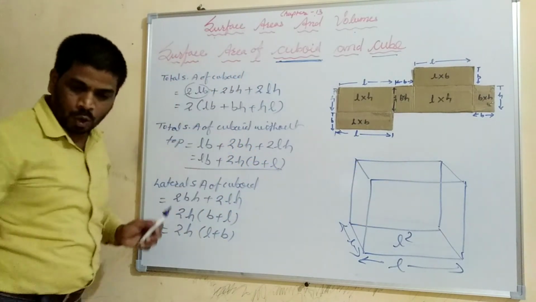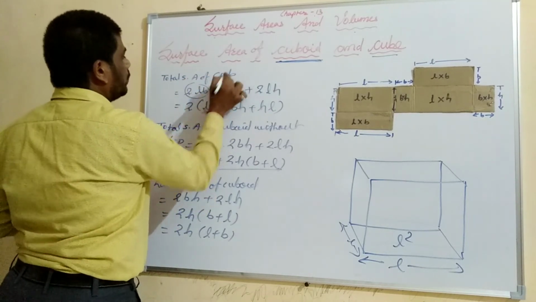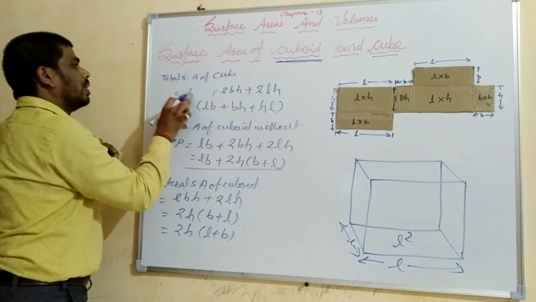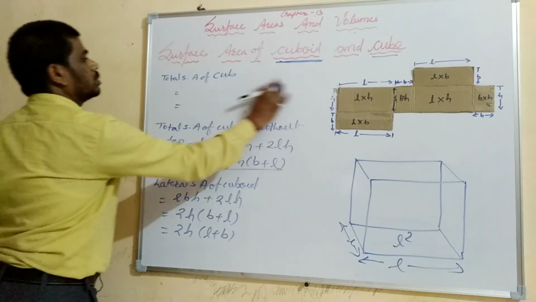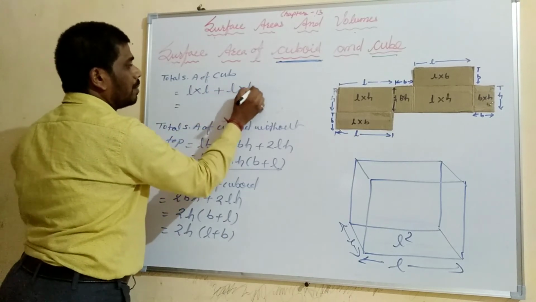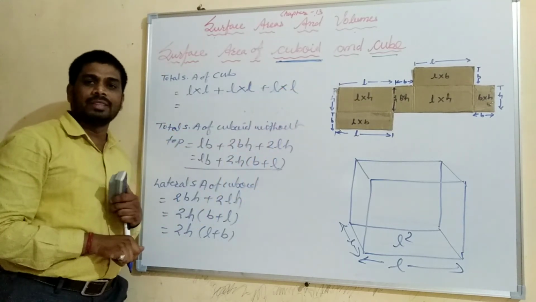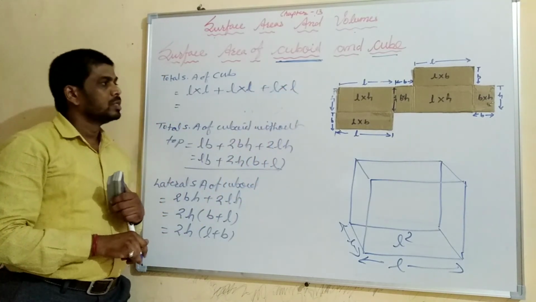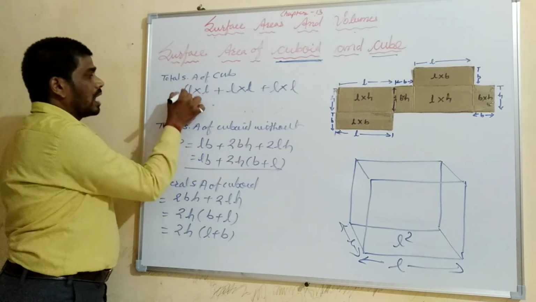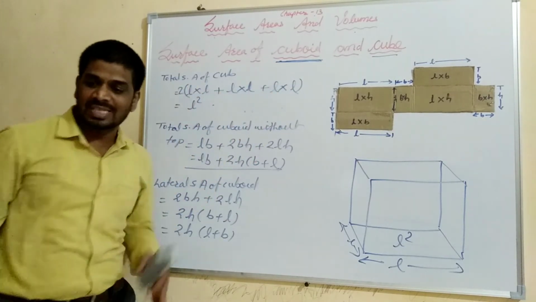We wrote here the total surface area of a cuboid. Instead, suppose you are finding it for a cube: in place of twice LB, instead of LB we will write L square only. This will be L square, L into L plus L into L plus L into L. L is the length of the edge. So L into L is L square. Here 2 was outside, 2 times L square, because 2 faces are there.